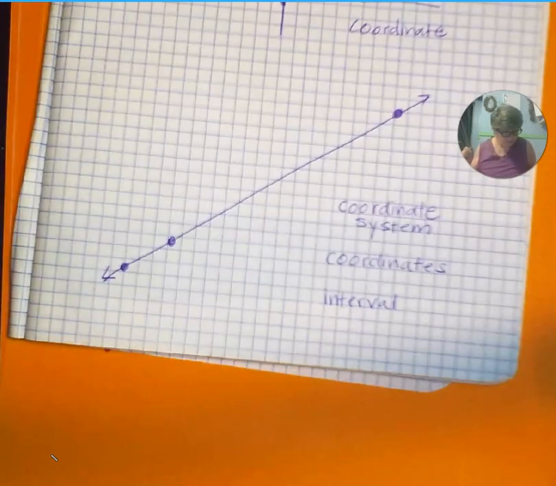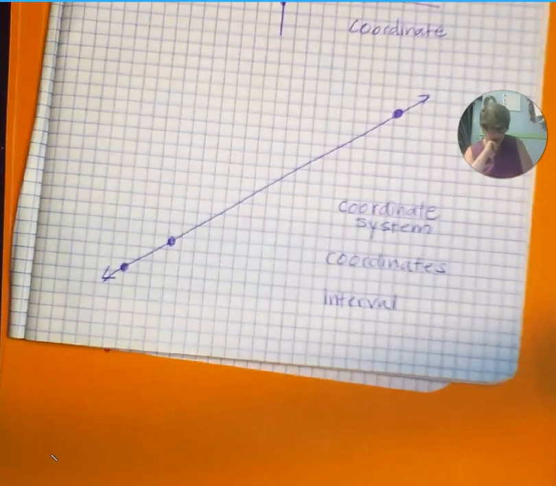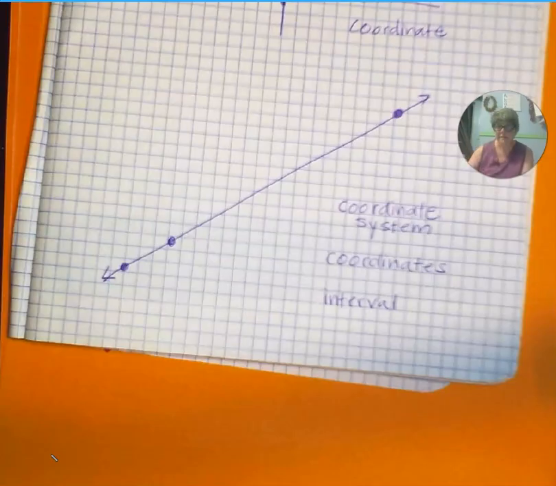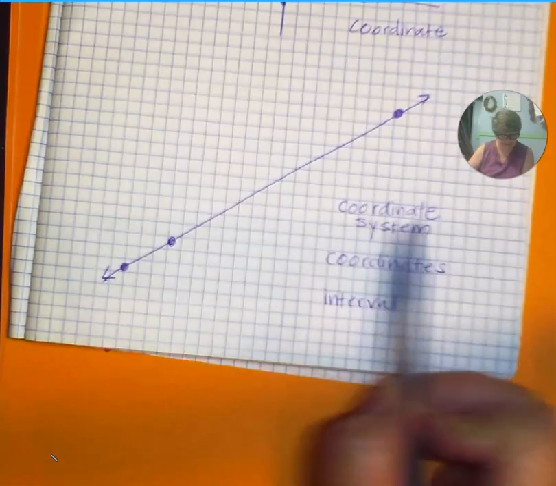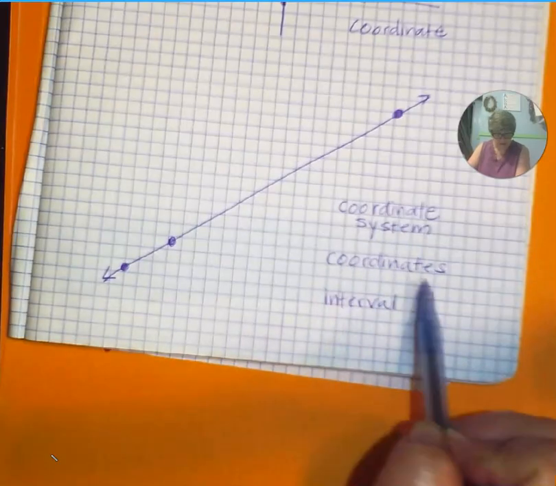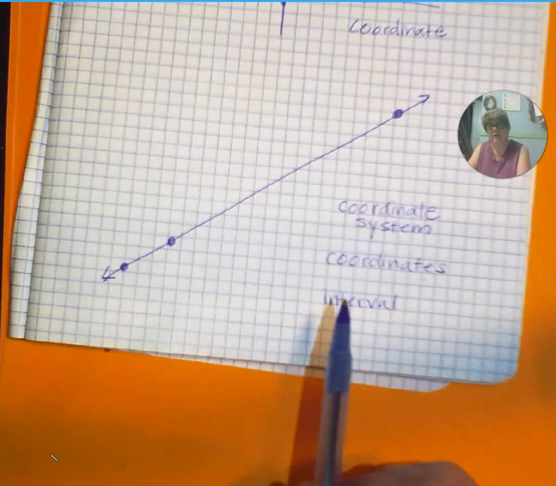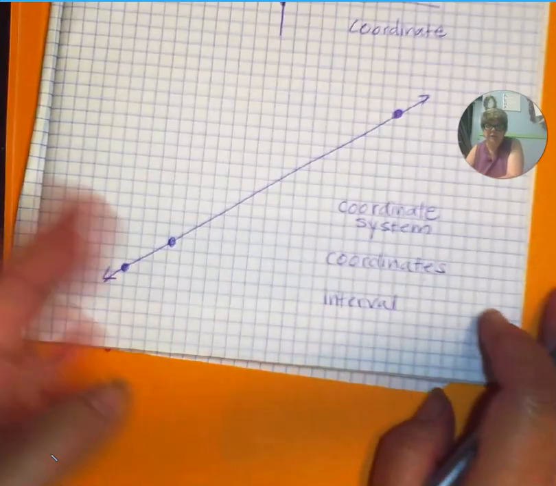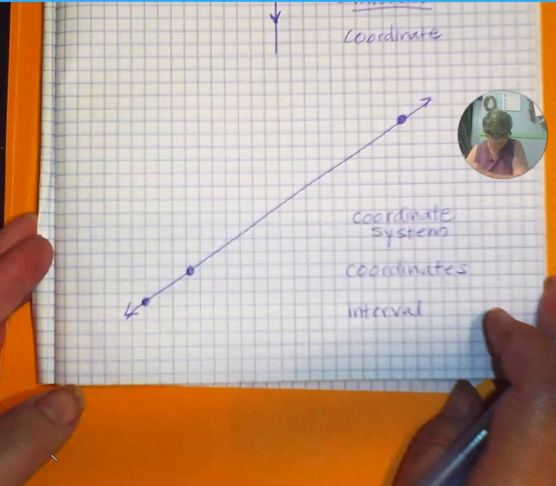So can we identify the coordinates of the points on this line? Well, not really, because we don't have any tick marks to help us out with that, right? Okay, so what could we do? We could create a coordinate system on any line to help us identify the location of points. A coordinate system uses one or more numbers, or coordinates, to identify the location of a point. At least one point, a lot of times more than one point, right?